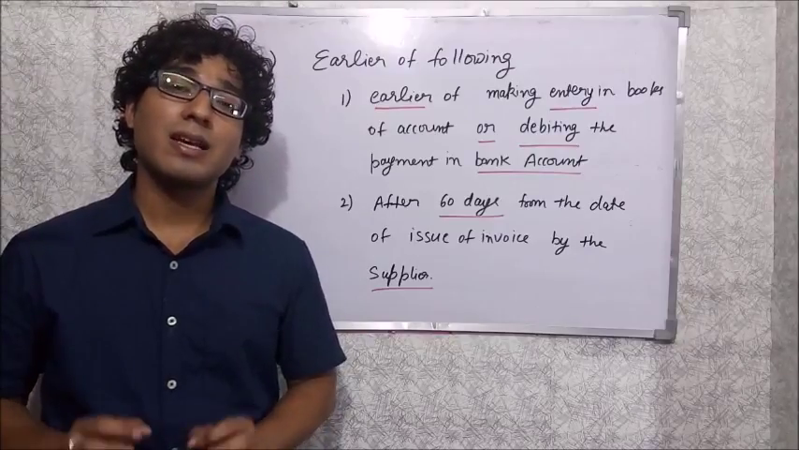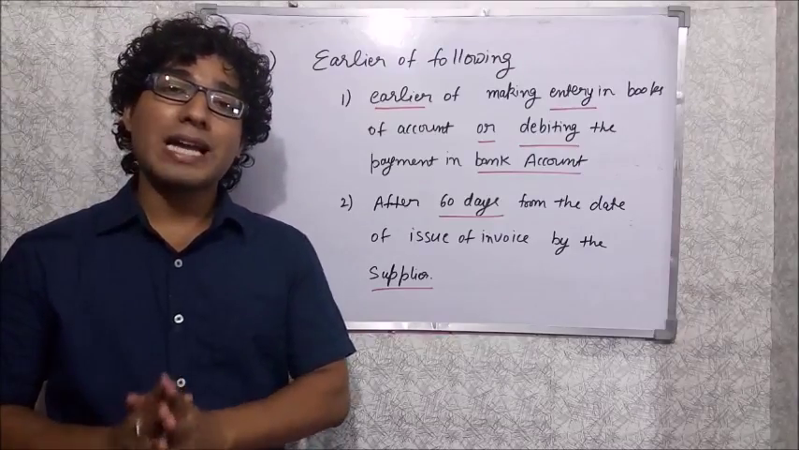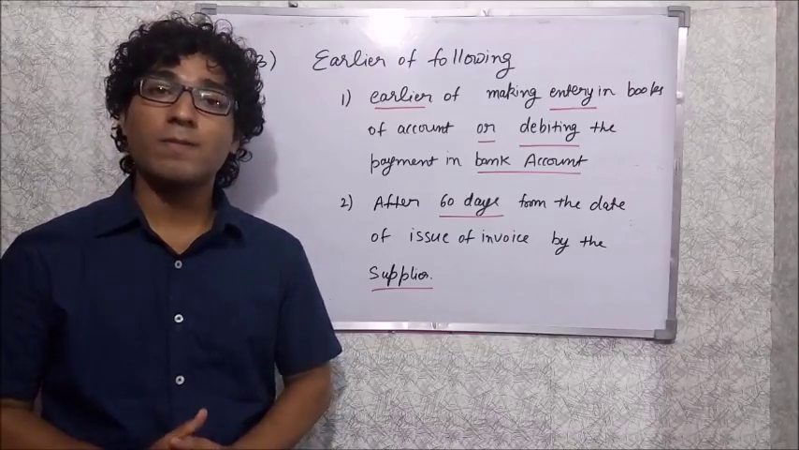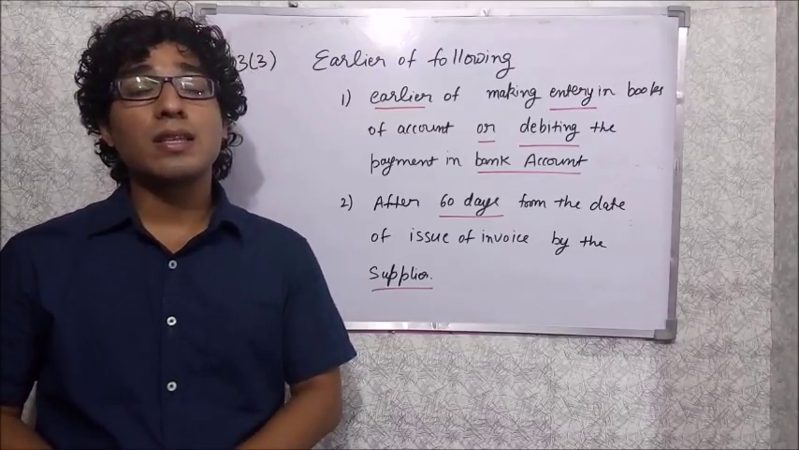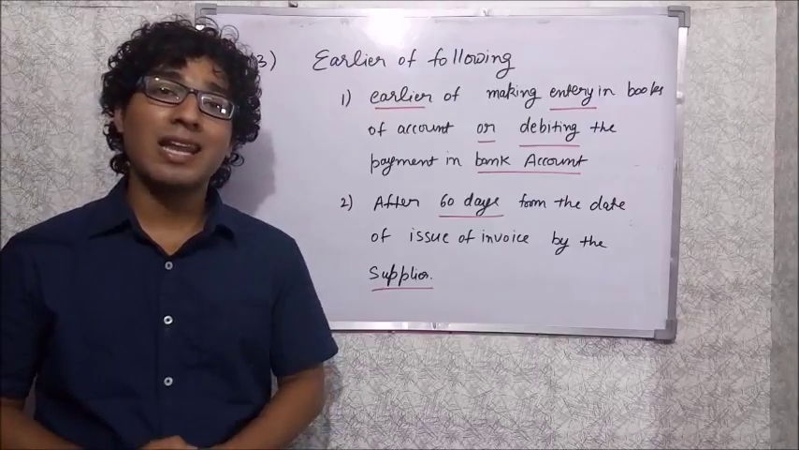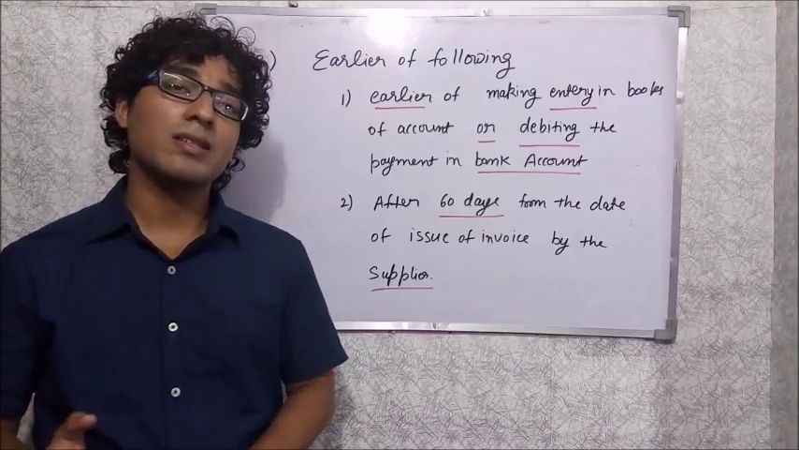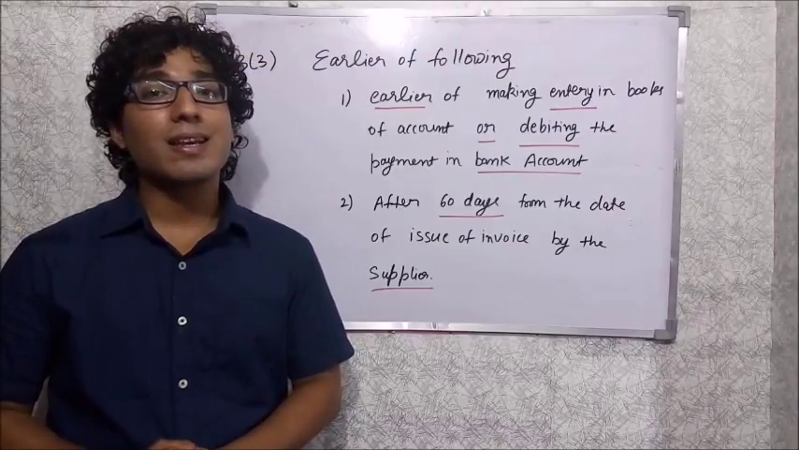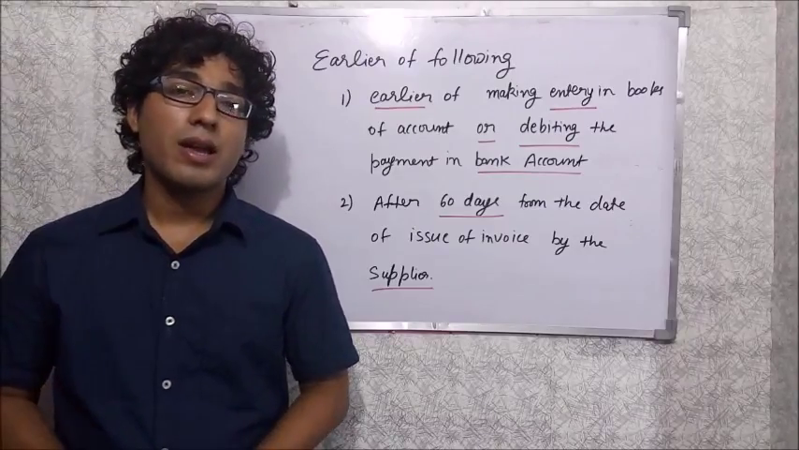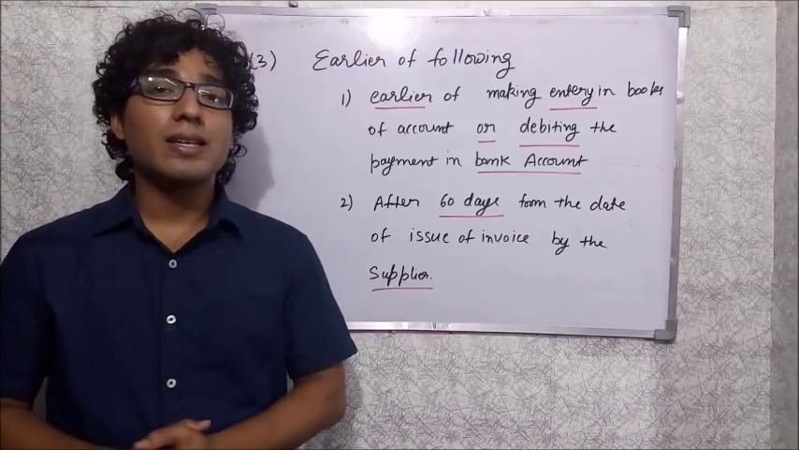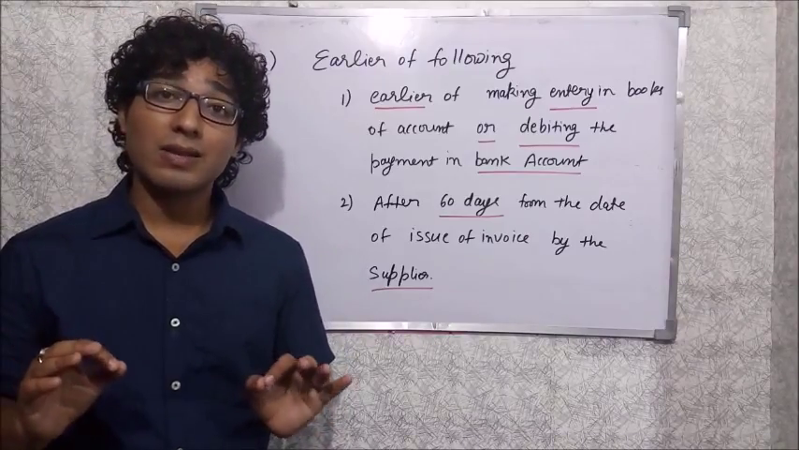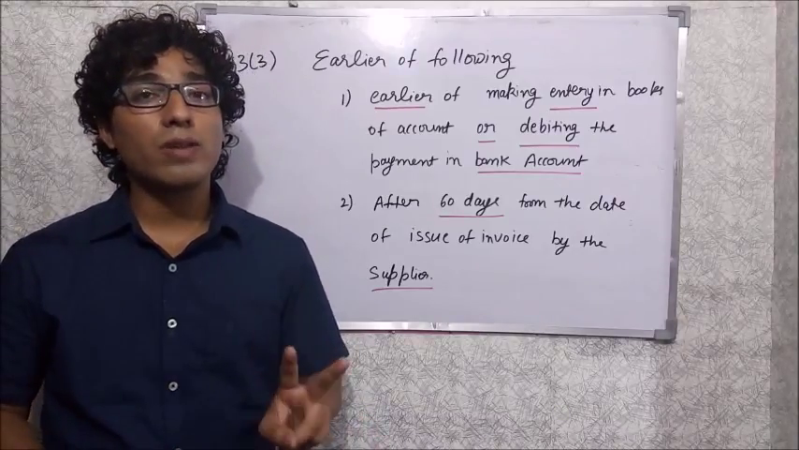So in case you are under the reverse charge mechanism and you are the recipient of supply of goods or services, then you need to determine the time of supply of that service according to section 13 subsection 3. Section 13 subsection 3 deals with the time of supply of service in case you are the recipient of service and you need to pay tax under the reverse charge mechanism. And the answer is that the time of supply of service in case you are under the reverse charge mechanism is the earlier of the two events.